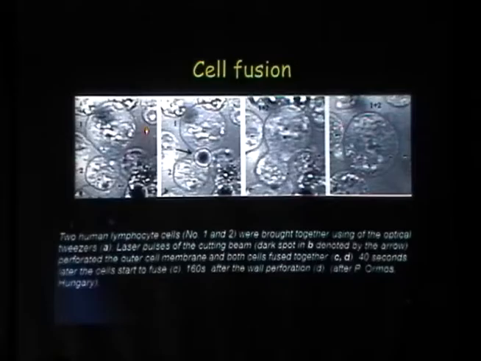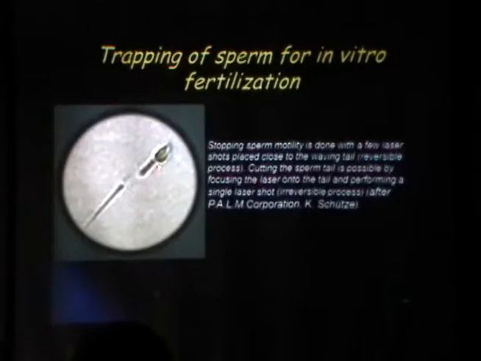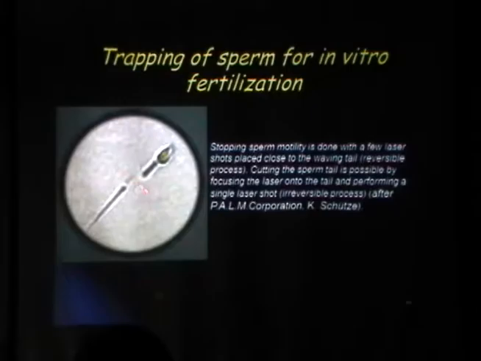Okay, the other thing people have done with optical tweezers is cell fusion. So I have two cells here. I put my laser scissors here, so absorption occurs. I punch a hole in two membranes, the cells fuse, and you can see we have one cell. Another thing that has been done by Karin Schütze and Michael Berns is that it has been shown that you can stop sperm motility: the sperm is caught in optical tweezers, and then you cut its tail using optical scissors.